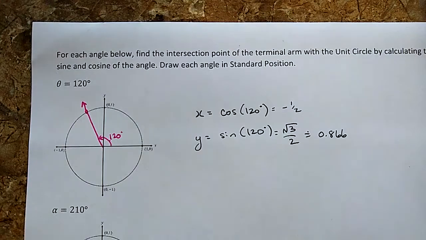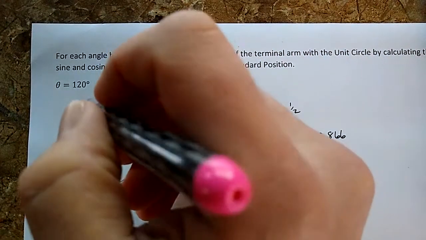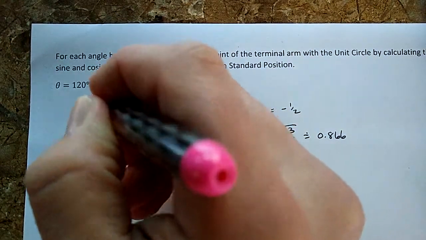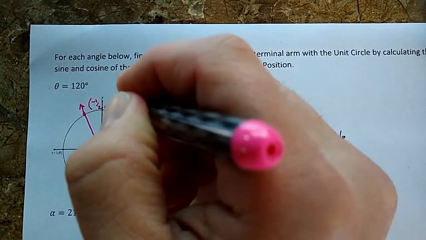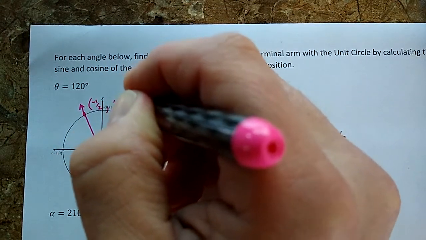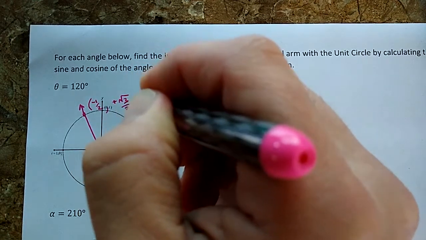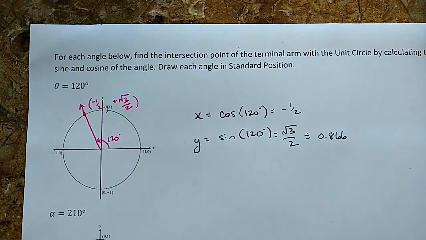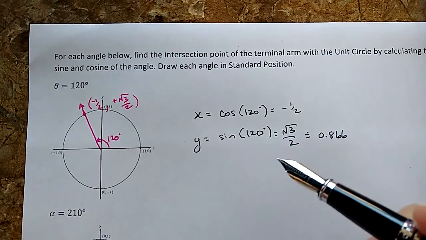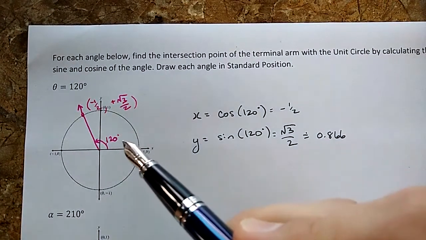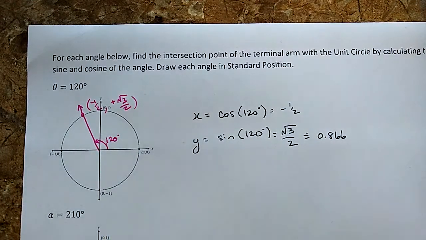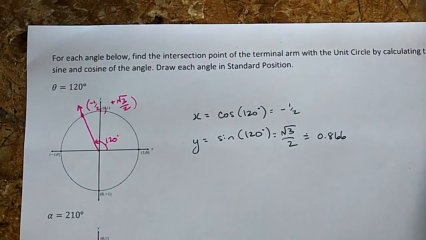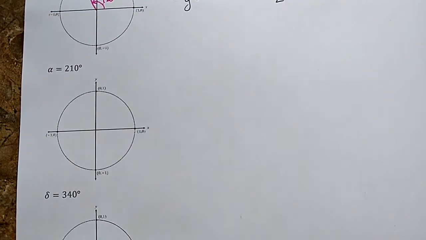Maybe I'll write them on the diagram. Okay, so that is going to help us out a little bit later on. So for now, we're just learning how to make this connection between the angle, this point, and the sine and cosine of that angle. Okay, let's go on to the next one.